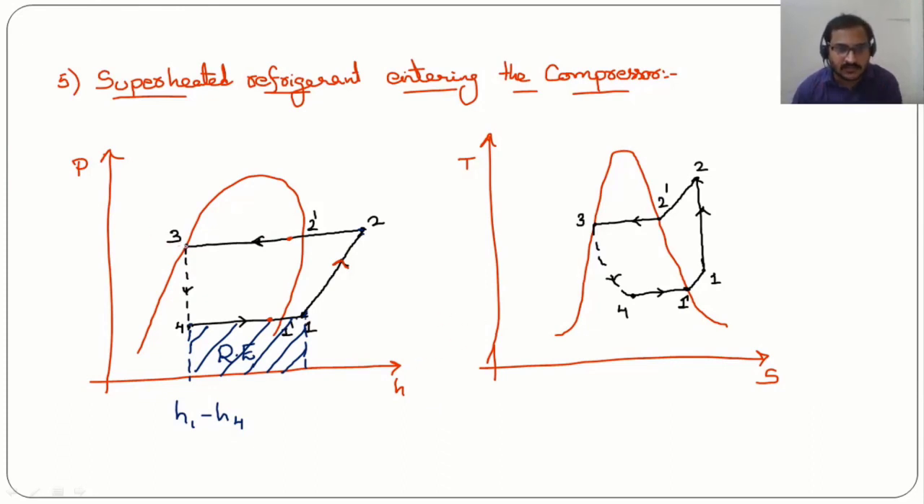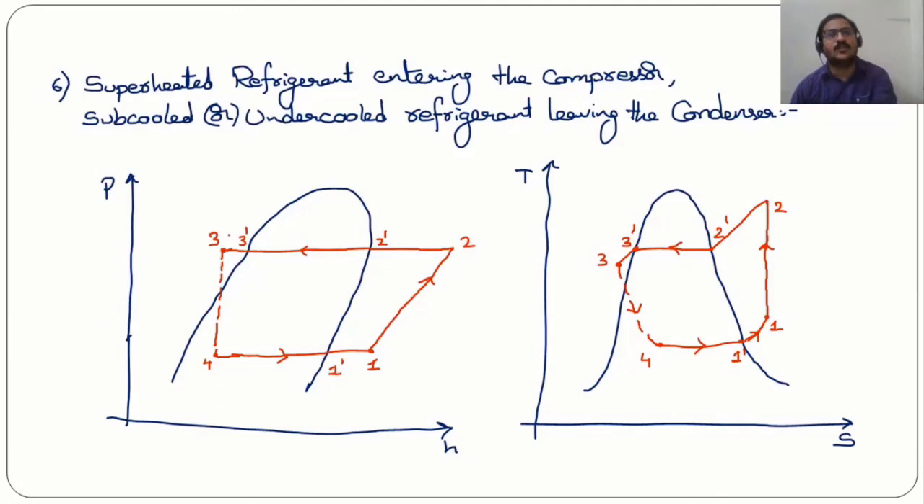For that reason, we have shifted this 3 to 4 condition to here, such that there is an improvement in the refrigerating effect without any variation in the work input that we are giving. That means there is an additional increase of this much amount of the refrigerating effect with the same work input. So that is the reason in the 6th condition we are going to get the maximum COP in all the cases, because of this subcooling or undercooling in the condenser.